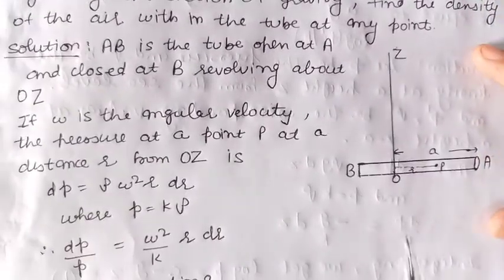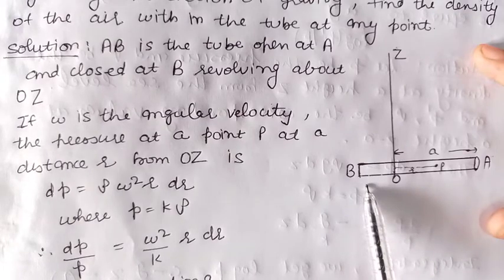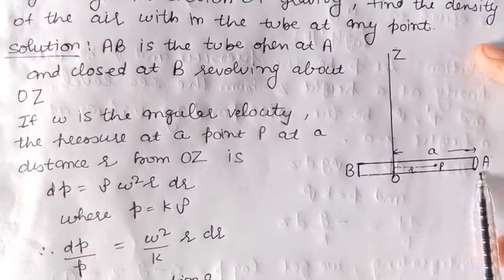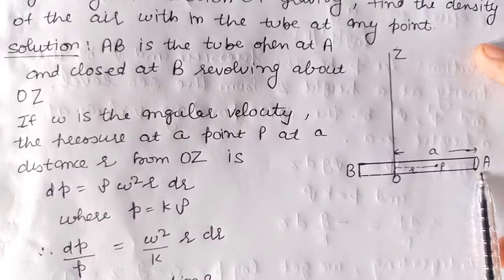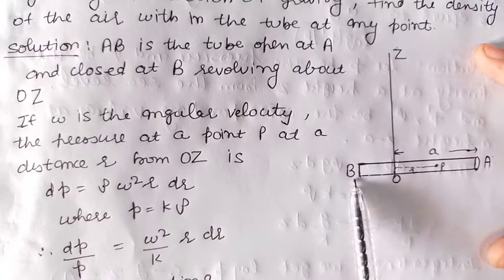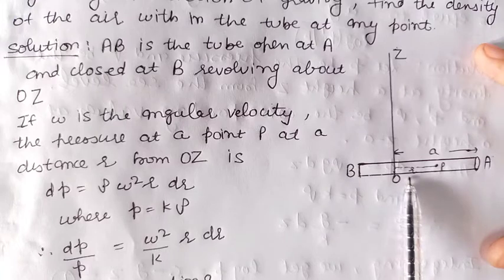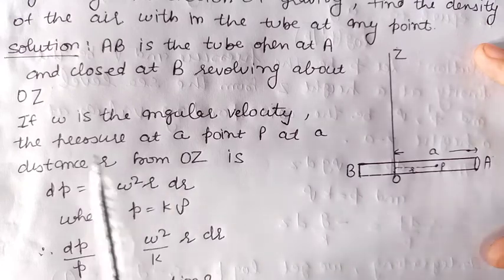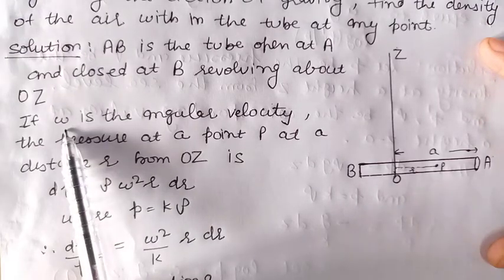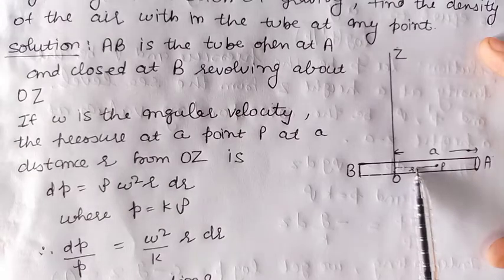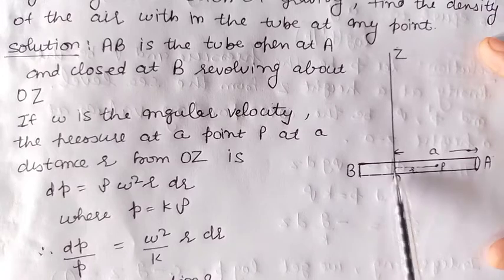Let us consider AB. This is a tube which is open at the end A and closed at the end B. This tube is revolving with a constant angular velocity. Let us take that angular velocity is omega, and the axis about which the tube is revolving, that we have taken as the line OZ.